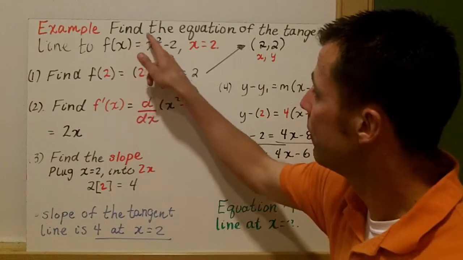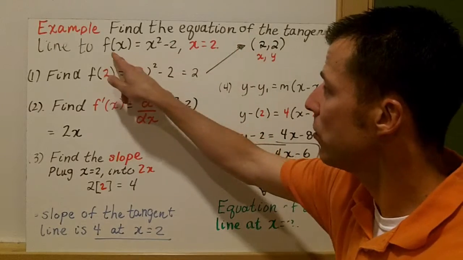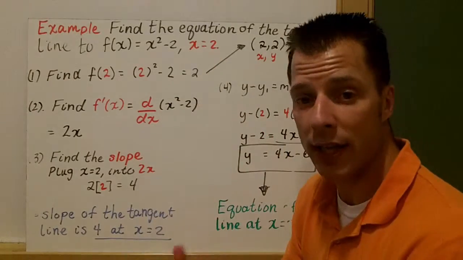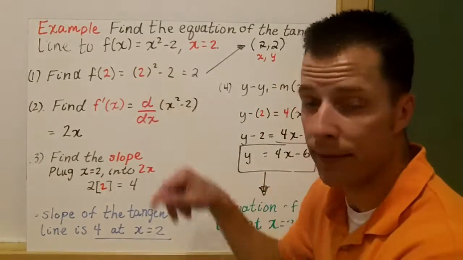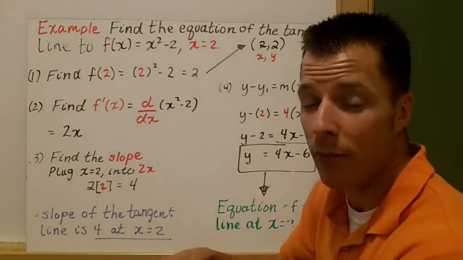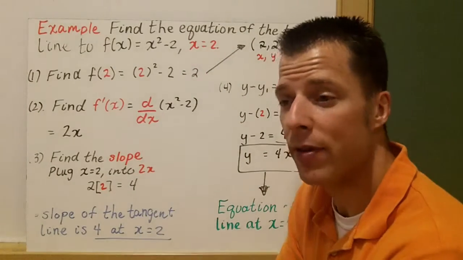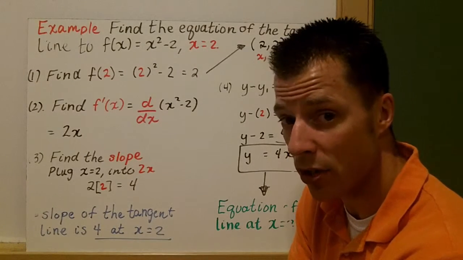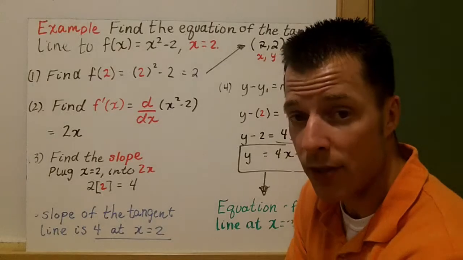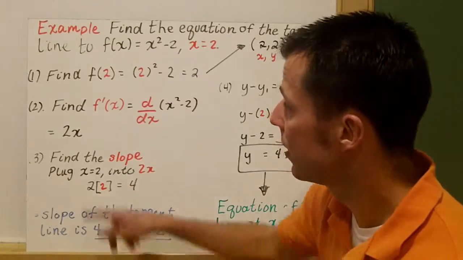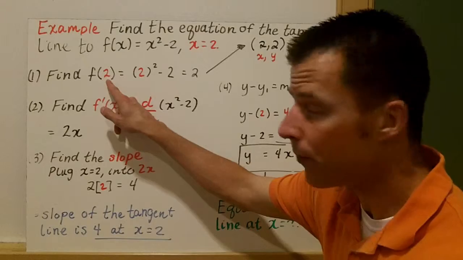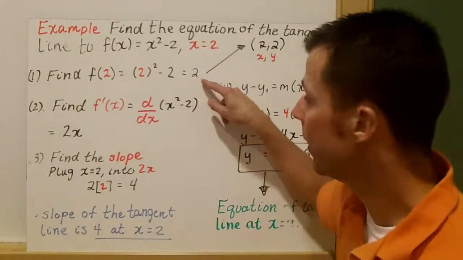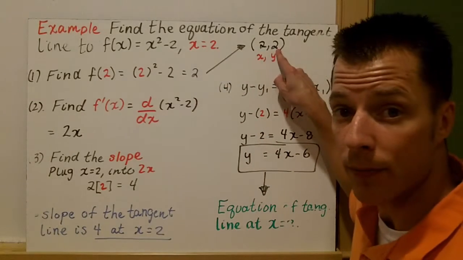Number one, find the equation of the tangent line to f of x equals x squared minus 2 when x is 2. So now let's look at that. I've got my function and I've got an x coordinate, but I don't have the y coordinate. Remember, to find an equation of a line, we need either point-slope form, which needs a point on the line and the slope, or slope-intercept form. So let's find the y coordinate first. In step one, find f of 2. When I plug 2 into this original function, I get 2. So my ordered pair is 2 comma 2.